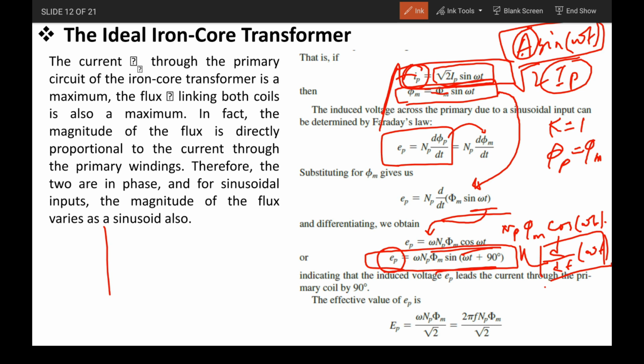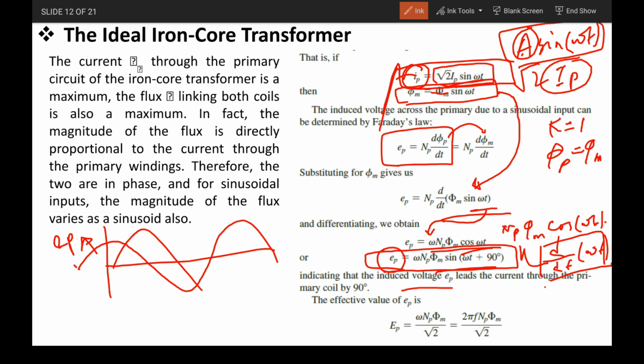So if I draw this, e_p is basically starting from 90 degrees above because it is a cosine wave, whereas i_p we can say is from here. So from here we can say that e_p leads i_p by an angle of 90 degrees. It is written here: the induced voltage e_p in the primary leads the current through the primary coil by 90 degrees.